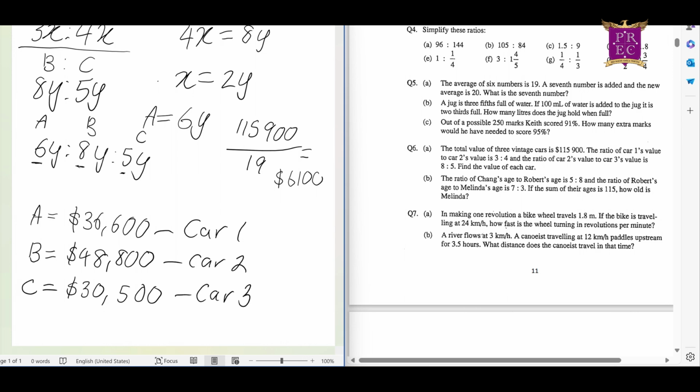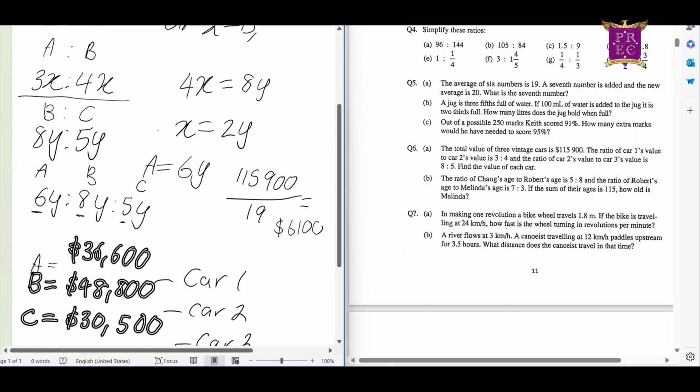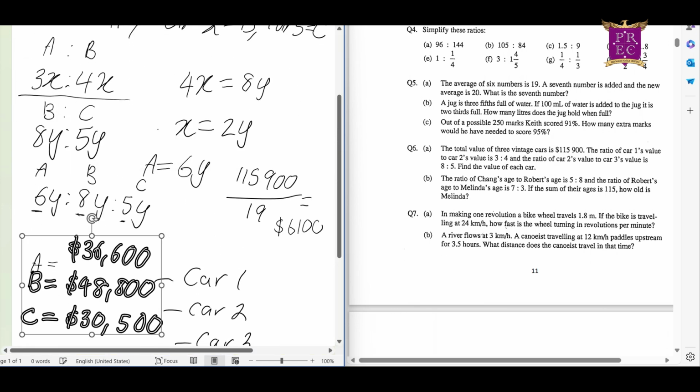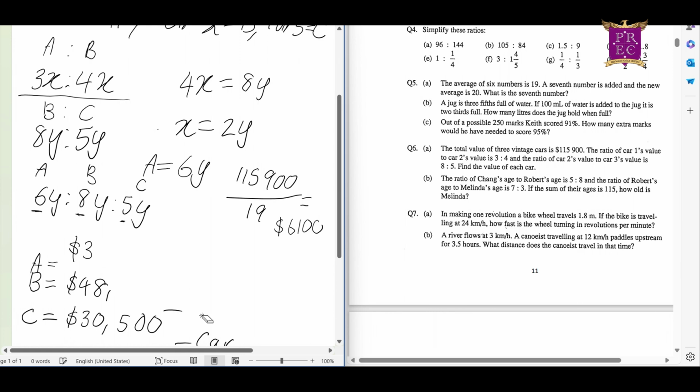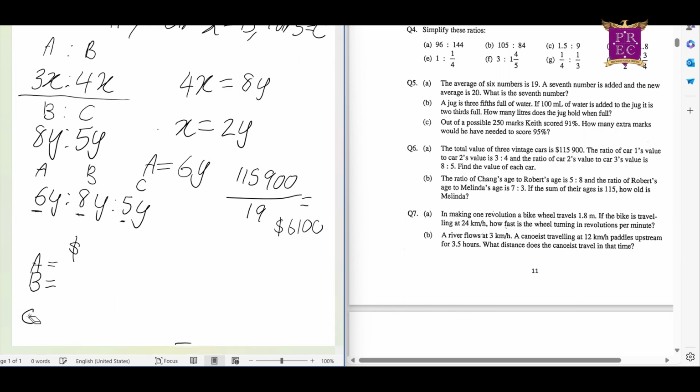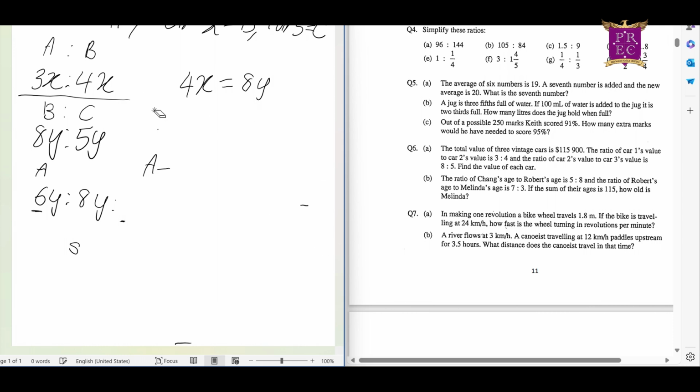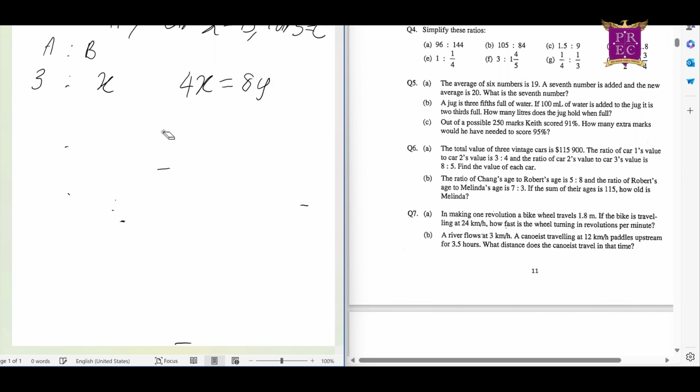Okay, let's do the same thing now for the next question, 6b. So 6b is saying what? The ratio of Chang's age to Robert's age is 5 to 8. The ratio of Robert's age to Melinda's age is 7 to 3. The sum of their ages is 115. So what is each of their ages? Okay, so what can we do here?